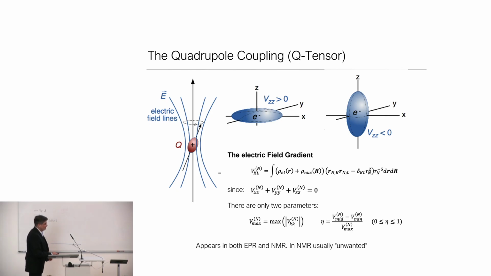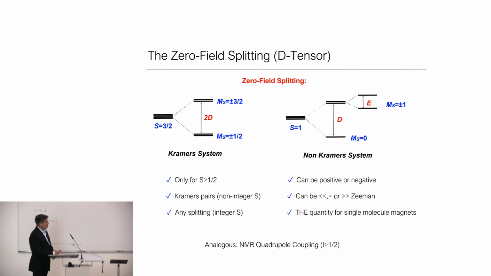I know if you're doing NMR, the quadrupole interaction is something you hate. If you do Mössbauer spectroscopy, the quadrupole interaction is something you love. And if you do EPR, most of the time you don't want to deal with it. But it is there. It is real. It is a small interaction, but it has quite some diagnostic value.